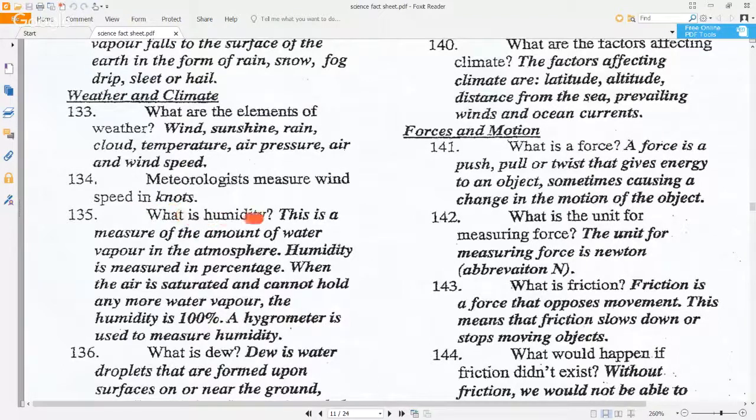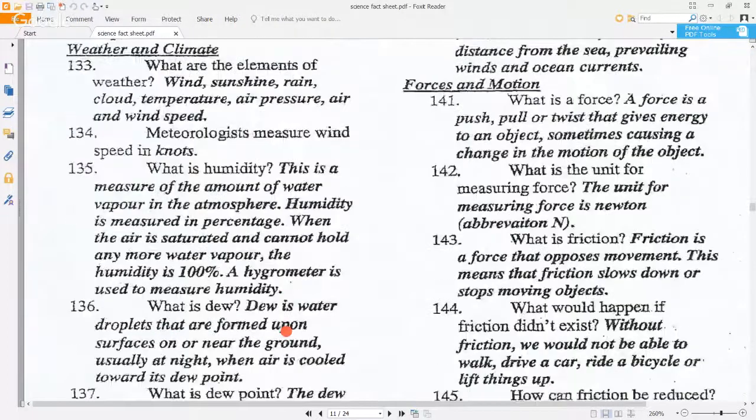What is humidity? This is the measure of the amount of water vapor in the atmosphere. Humidity is measured in percentage. When the air is saturated and cannot hold any more water vapor, the humidity is 100%. A hygrometer is used to measure humidity.